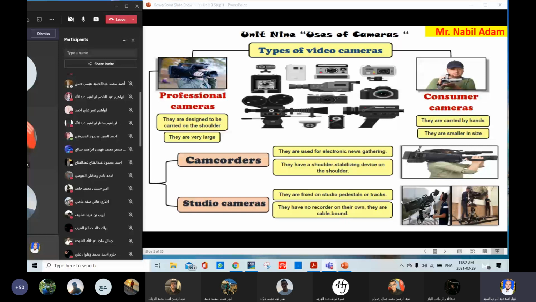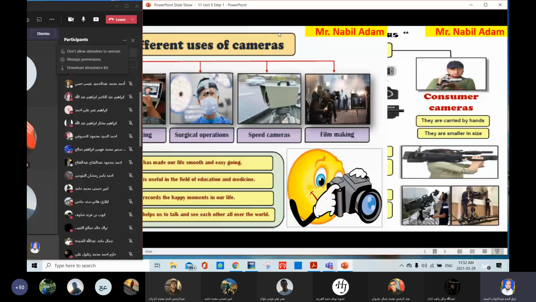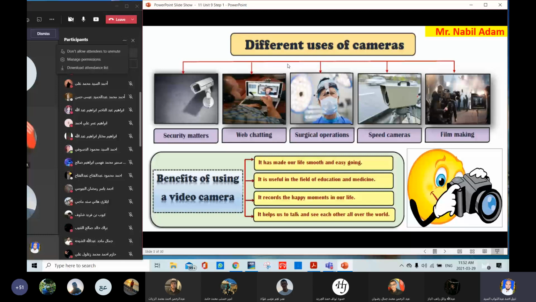Different uses of cameras. Why do we use cameras? We use cameras for security matters, for web chatting on the internet, for surgical operations, helping the doctors, for speed cameras for civilians, or for filmmaking in the cinema. The benefits of using a video camera: it has made our life smooth and easygoing, and it is useful in the field of education and medicine. It records the happy moments in our life. It helps us talk and see each other all over the world through the internet. So these are the benefits of a video camera.